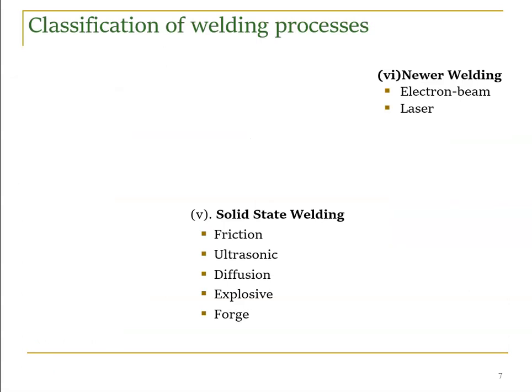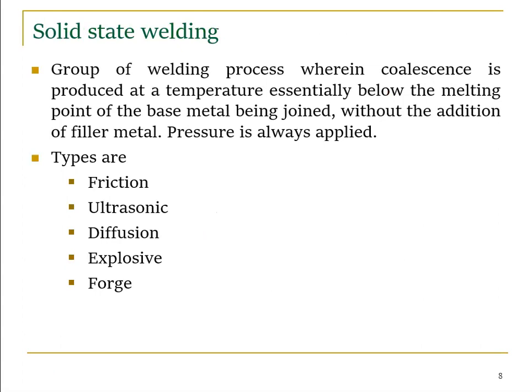So in this video we are going to see two things. One is solid state welding, and then newer welding, right? So we are going to see them one by one. So first of all, what is meant by solid state welding? It is a group of welding processes wherein coalescence is produced at a temperature essentially below the melting point of the base metal being joined, without the addition of filler metal. Pressure is always applied, right?